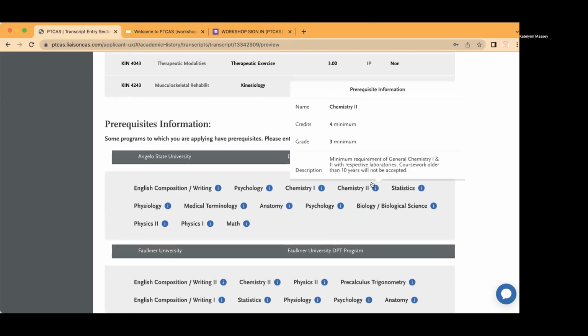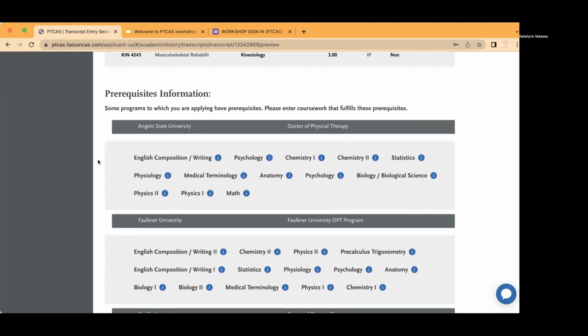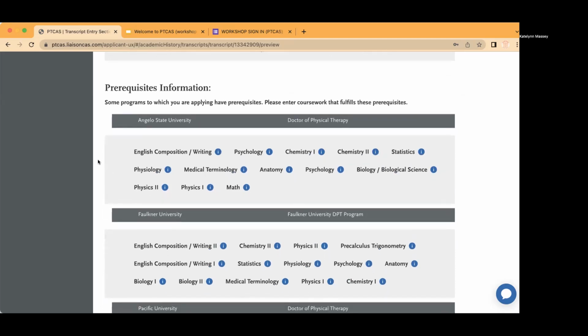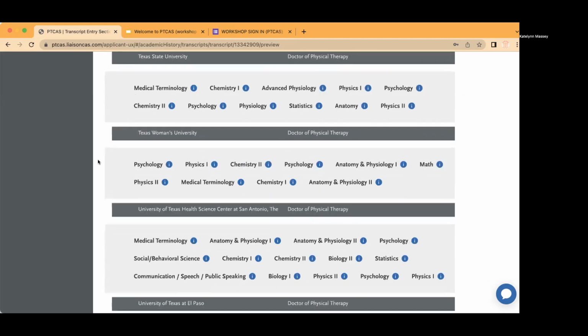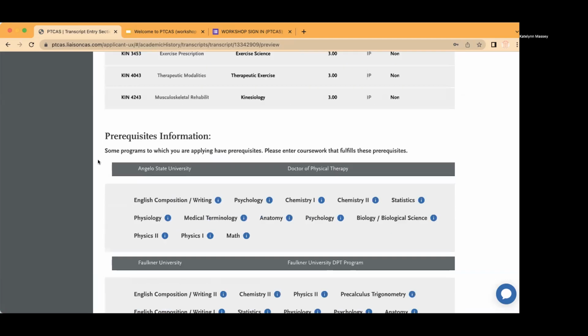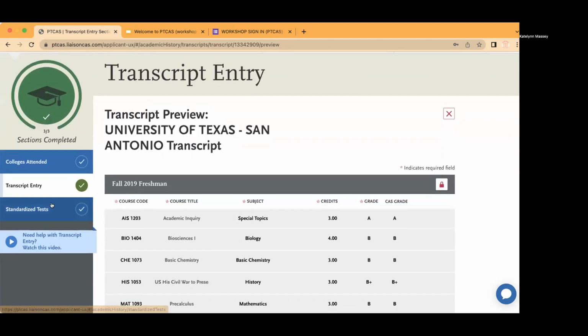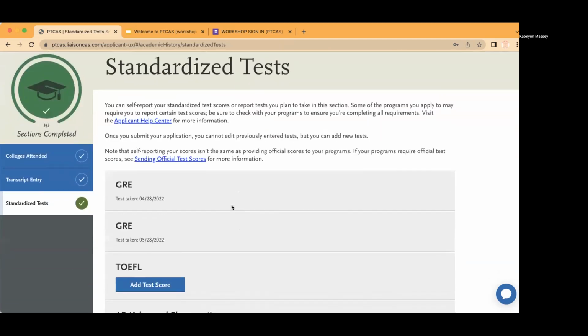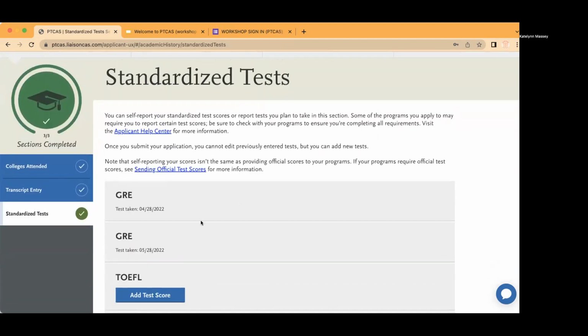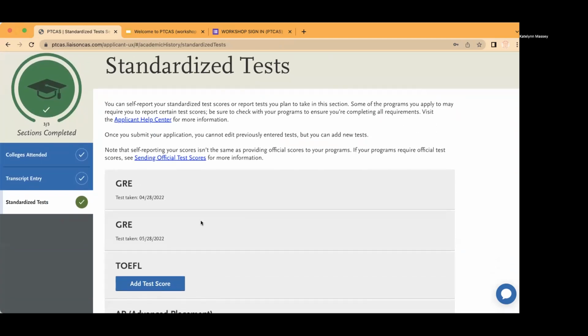Yes, and then right here, these are the separate universities that I applied to. The prereqs they require are here, with all the different ones for each school, which is very nice. And then standardized tests. This is where you're going to put your GRE score. You can put multiple scores.